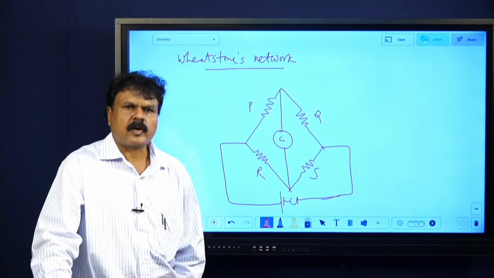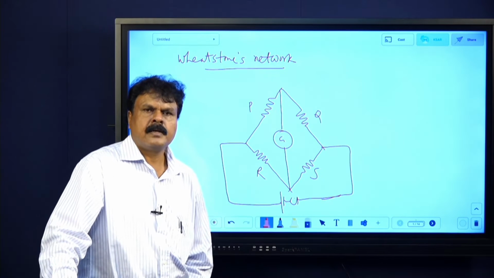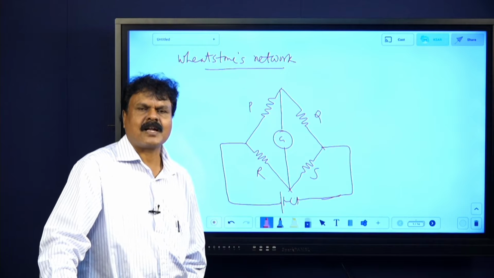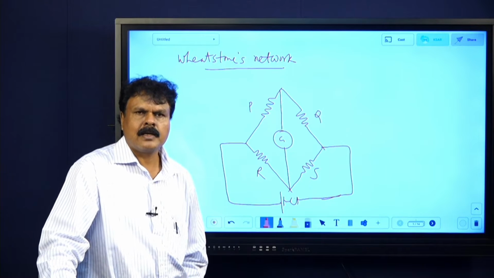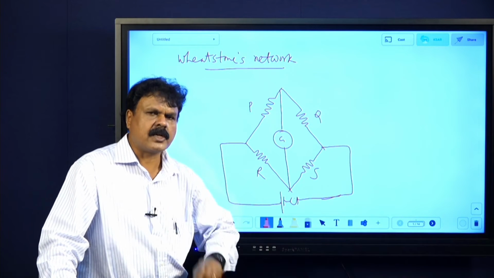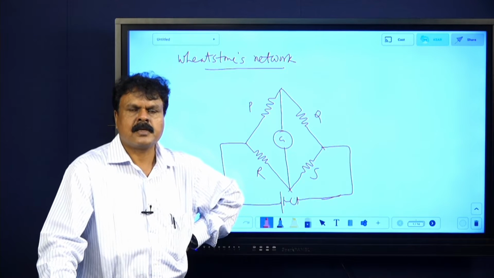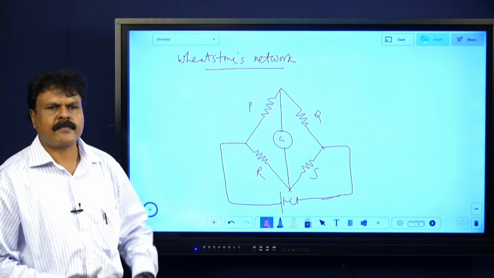What does Wheatstone's network mean? You have to say: in Wheatstone's network, 4 resistances are connected in the form of a quadrilateral. Between any two diagonally opposite corners, a galvanometer is connected. Between the other two diagonally opposite corners, a cell of EMF is connected.